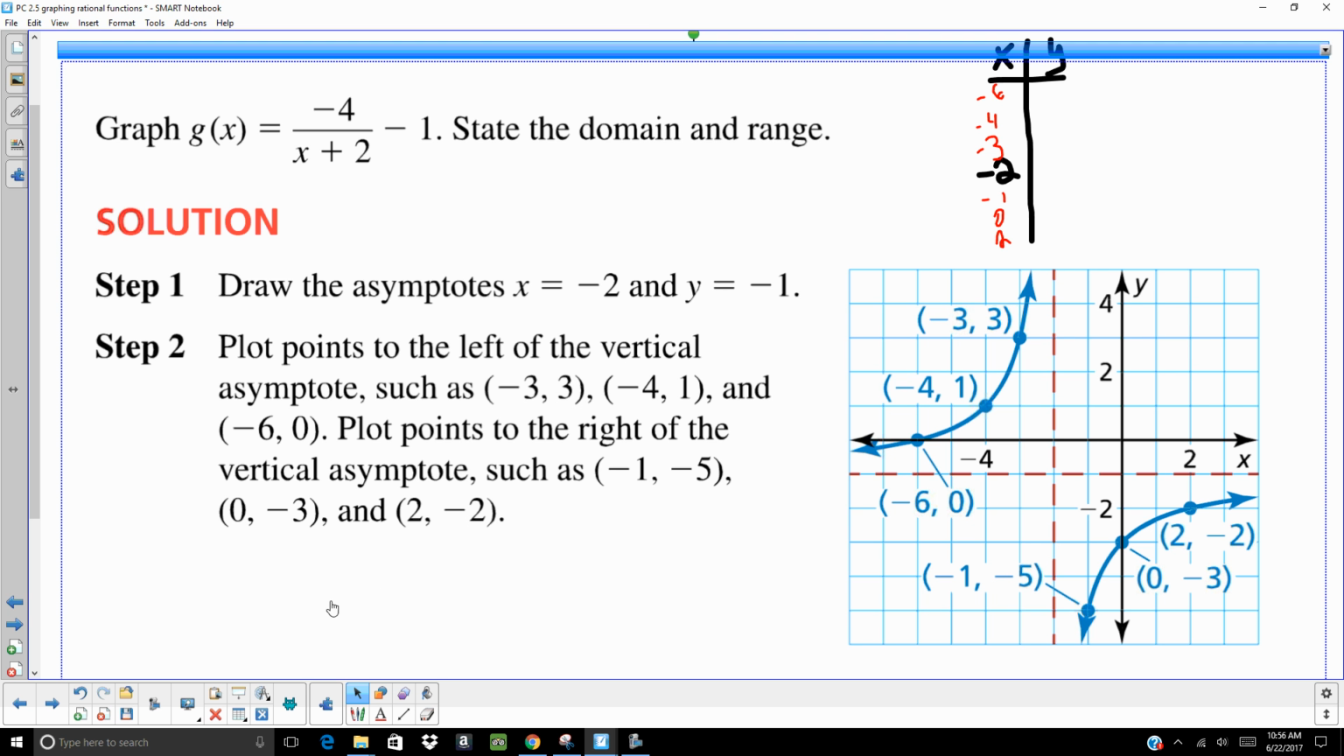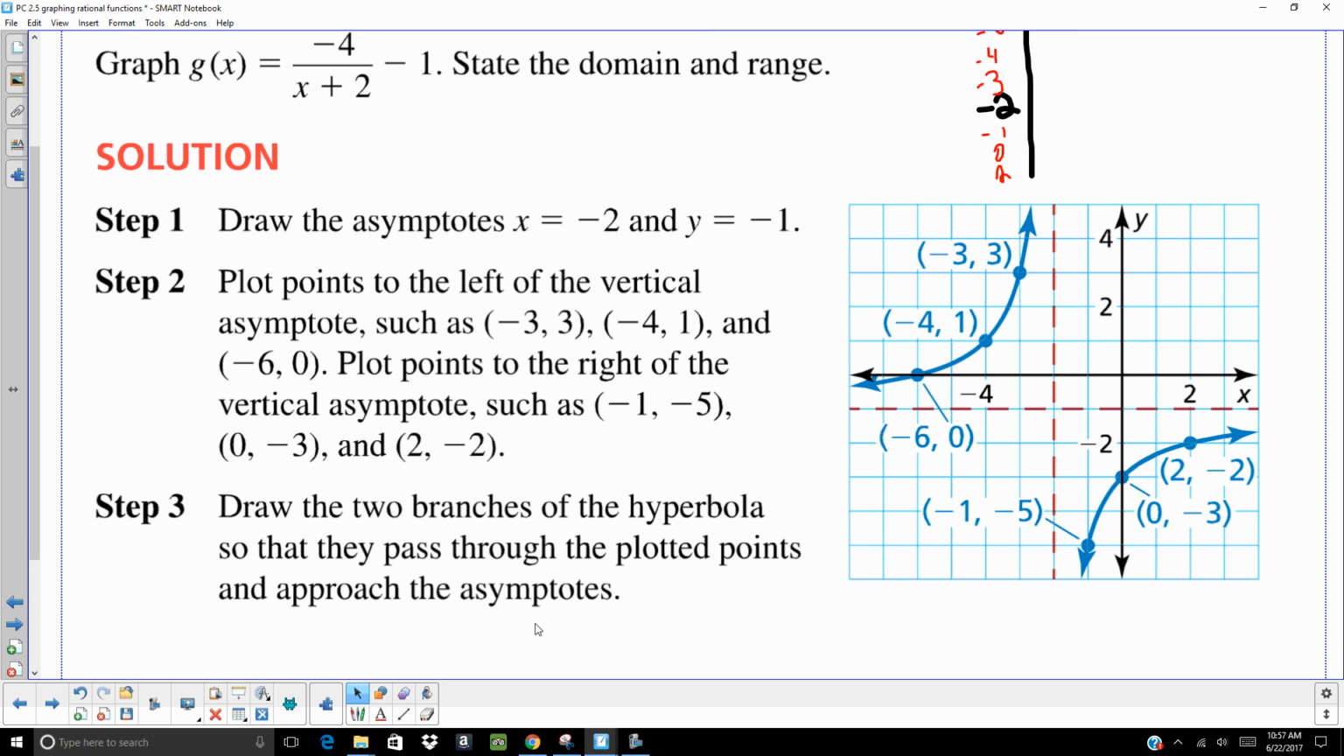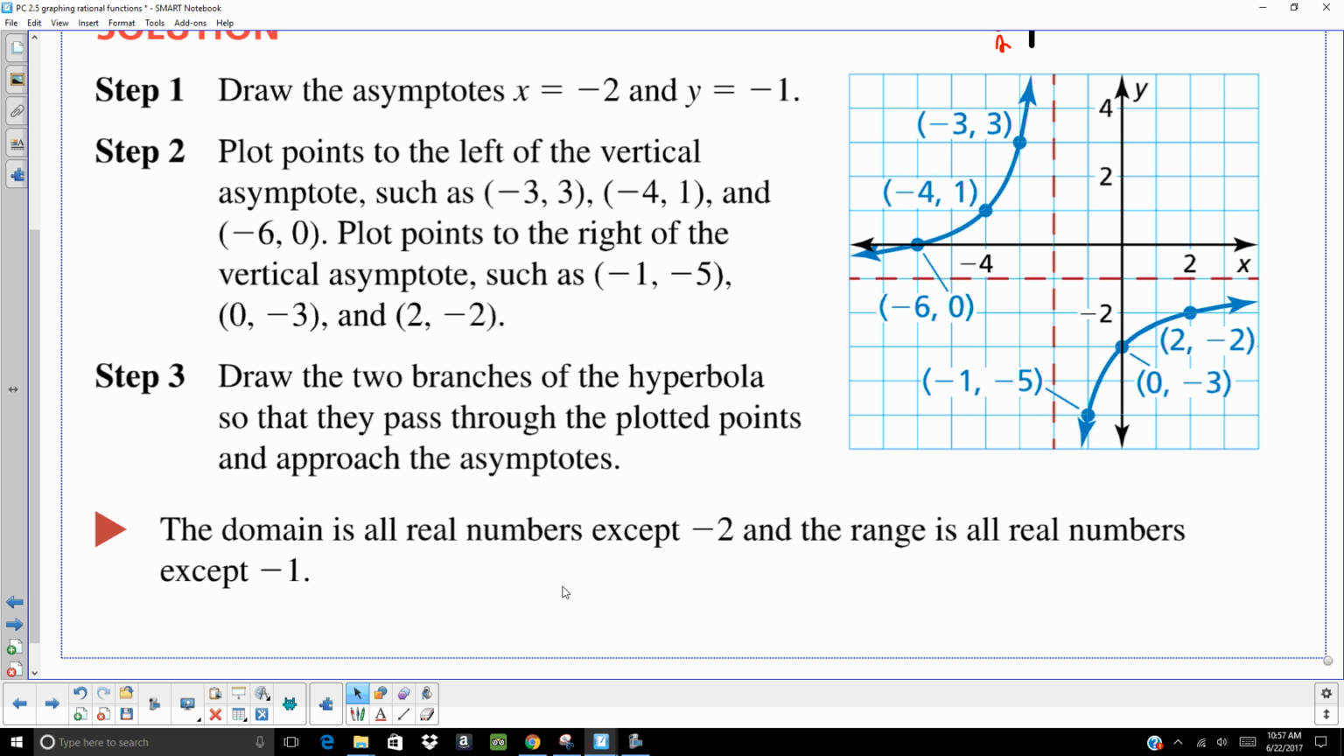So we drew our asymptotes. We plugged in some points, plotted them, sketched it out, and then we drew it. You should have something that looks like this. You can always check yourself on Desmos. However, you're not going to be able to use that on a test or quiz. Your domain is going to be all real numbers except x cannot equal -2, because that's where you have your asymptote. And your range is all real numbers except -1, because that is where you have your horizontal asymptote.